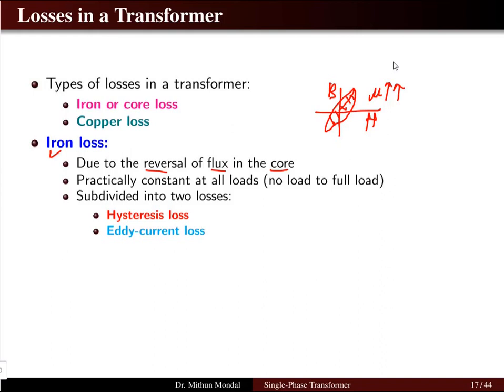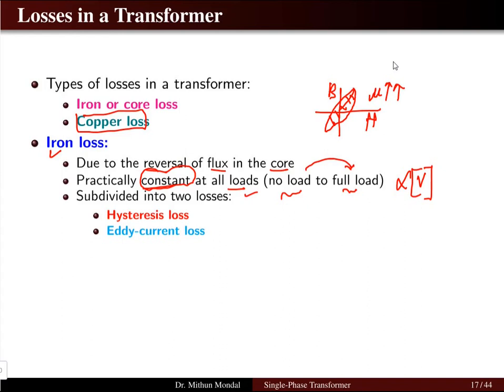And this iron loss is practically constant at all loads, from no load condition to the full load condition. So iron loss can be treated as a constant loss or one-time loss which generally depends upon the supply voltage. Once the iron loss has been taken into account, we can only have the copper losses, which are basically the variable loss. Iron loss does not depend upon the load. It will be the same from the no load to the full load condition.